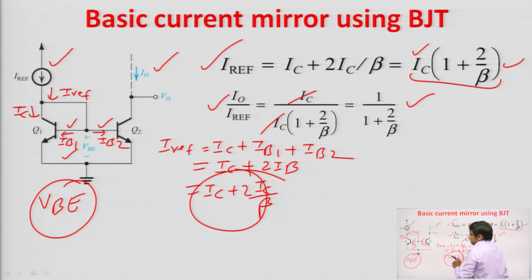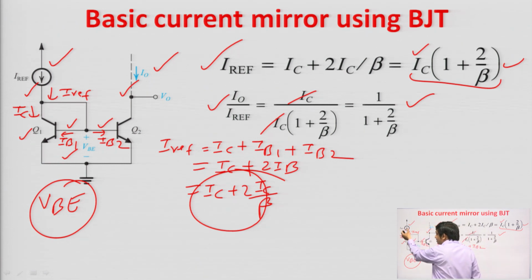One more thing, this Q1 should be diode connected. If the base and the collector of any BJT is shorted, then that acts as a diode. So, this Q1 should be diode connected. Why should it be diode connected? Because if it is diode connected, then if there is a change in the input current, that change will reflect in the base to emitter voltage, and base to emitter voltage of Q1 and Q2 both are same. So, corresponding to change in VB, your output current will change. By doing this, your output current will track the input current.